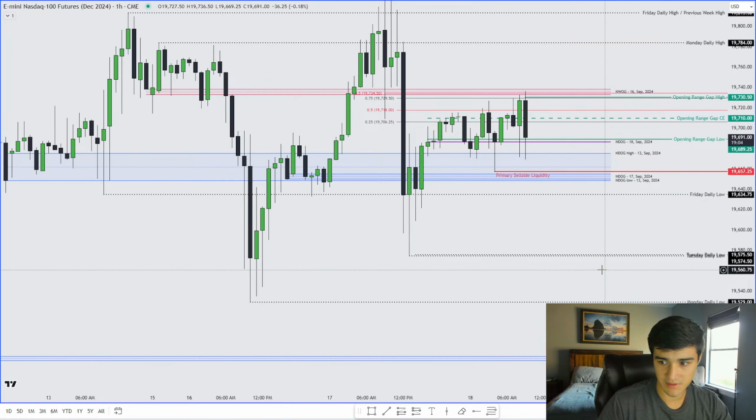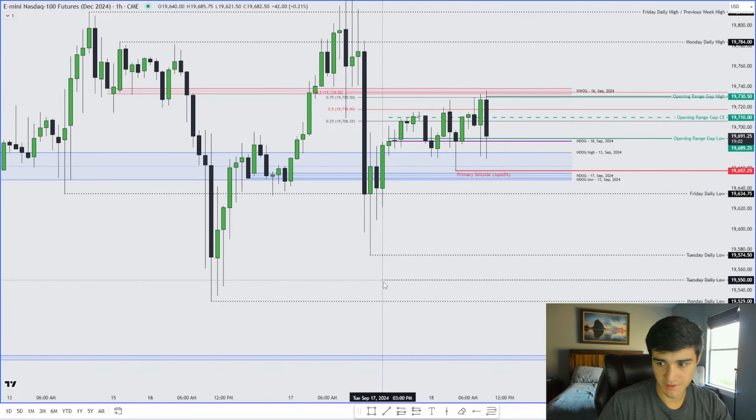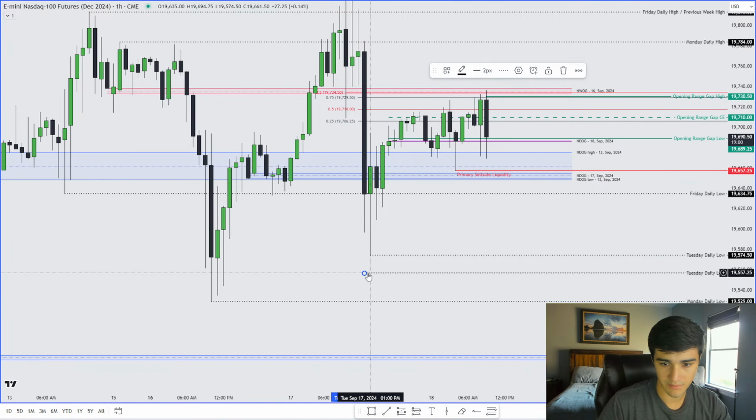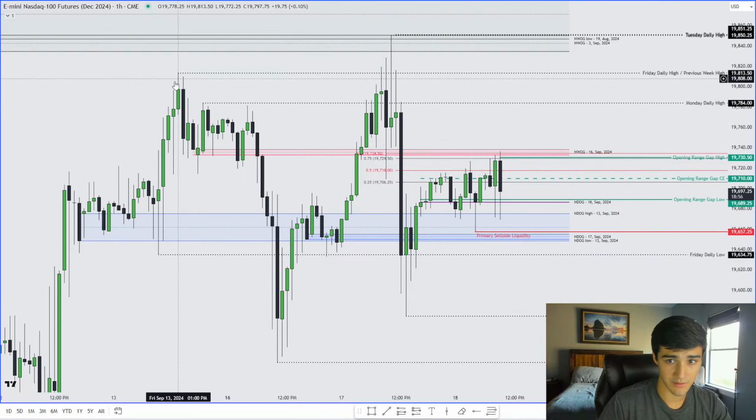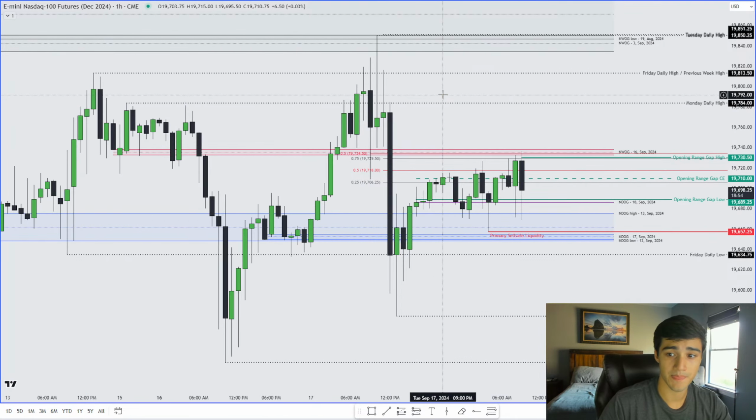There's also a lot of sell side liquidity below Tuesday's daily low. Not sure why I have this. So these lows are also relatively equal. And if you look above the marketplace, there isn't really anything smooth up here.